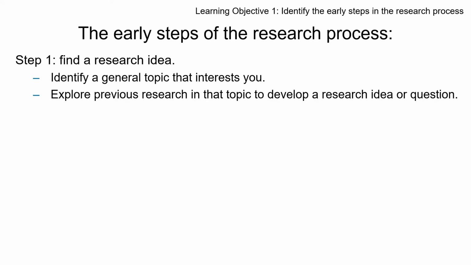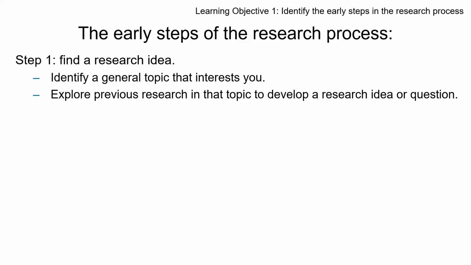All right, let's jump right into it. This first learning objective is to identify the early steps in the research process. So step 1 is to find a research idea. And we kind of talked about this already in the first lecture, but this is the step in the process where you basically are identifying a general topic that's of interest to you.